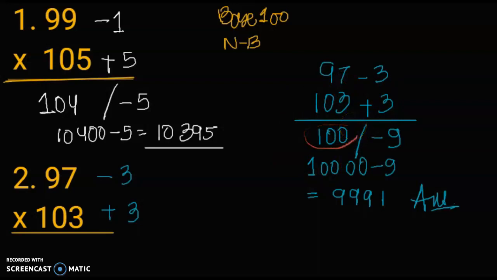So this left side number 100, multiply it by the base, that is 100. So you get 10,000, and 10,000 minus the right hand part, which gives you minus 9. So your final result is 9,991. I hope the steps are clear so far.